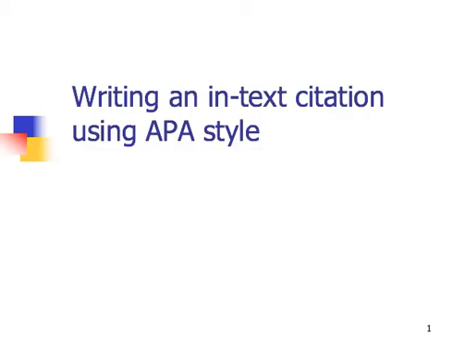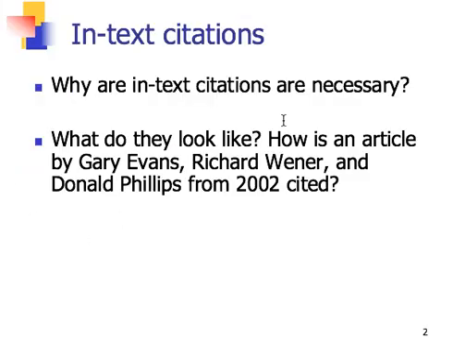When writing an in-text citation using APA style and deciding how to craft a paragraph summary of an article, you might start by thinking about why in-text citations are necessary. And I would argue that there's really two reasons. You want to be sure to cite because you want someone else to be able to find the information so that they can read it themselves. So if you're citing one person's article, you want someone else to be able to find that, right? That's really the main reason.